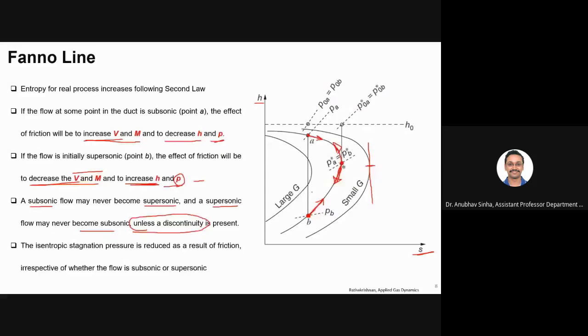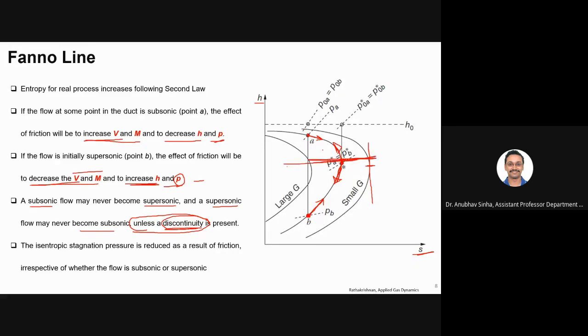We will talk about normal and oblique shock, but as of now we can understand that a supersonic flow will remain in the supersonic regime and a subsonic flow will remain in the subsonic regime, because they are following the second law of thermodynamics, unless you have a discontinuity like shock. Any discontinuity has to be there, otherwise it cannot change your regime. It has to be either in the subsonic regime or the supersonic regime.